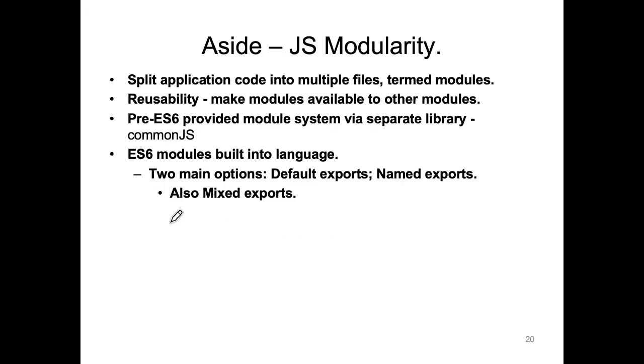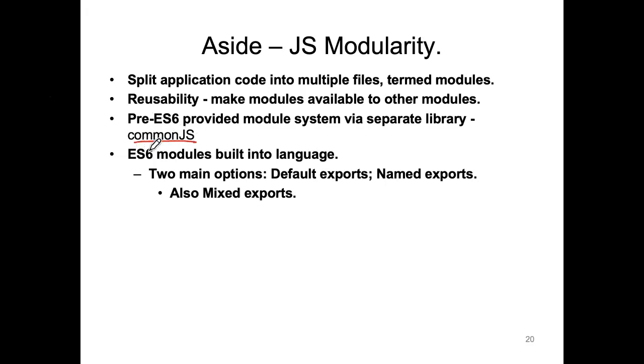Now, before ES6, the JavaScript language did support modularization, but it was actually provided by a separate library. You may have come across references to CommonJS in your readings about JavaScript. CommonJS was just a separate JavaScript library which allowed us to modularize our JavaScript code.